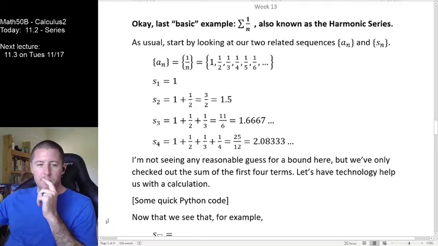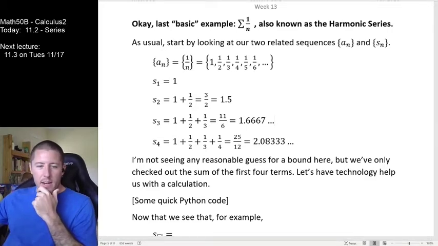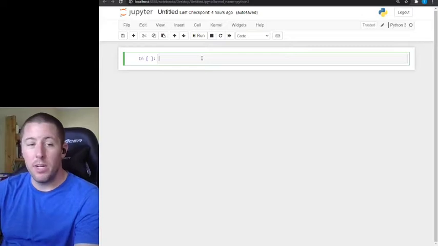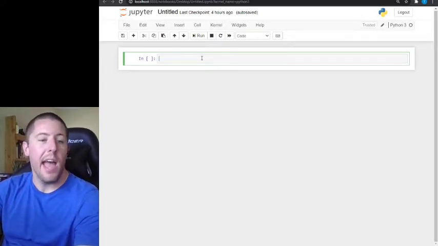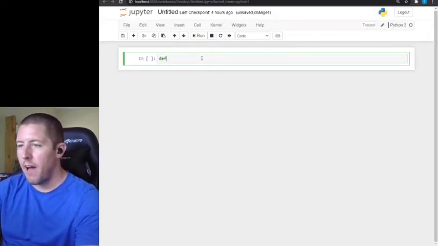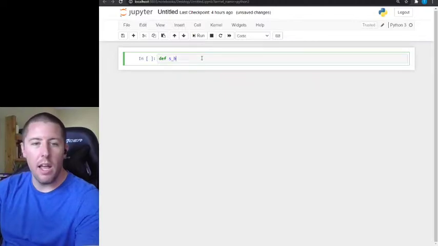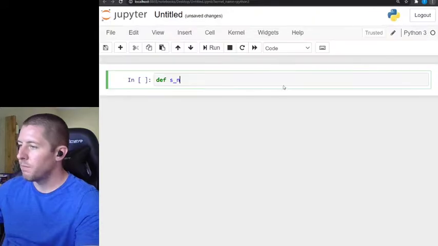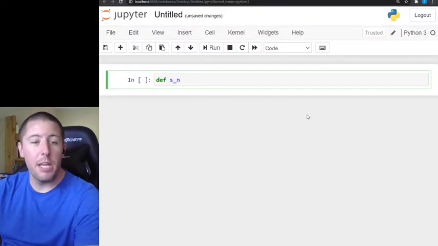Very good. All right. So let's pop over into Python here and let's see a little bit of code that we can write to add some of these up for us. What I want to do is write a function for myself that's going to add up the first n terms in our sequence. So I'm going to define a function that I'm just going to call s sub n. Make this a little bit bigger so that we can all see this here. My function is going to be called s sub n.